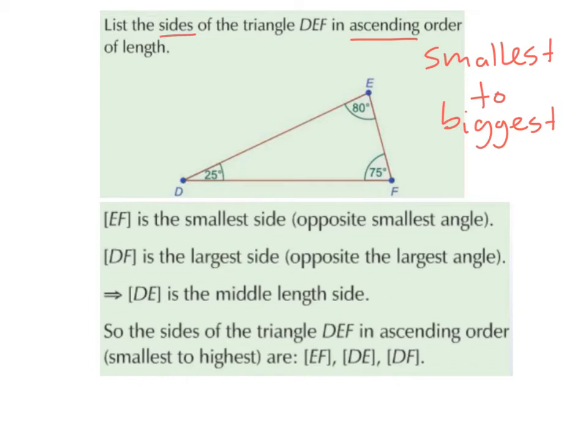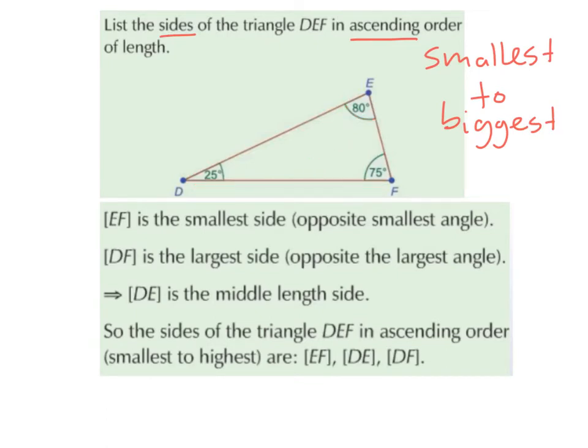Now we need to identify what is the biggest angle or the largest angle. And then that will tell us which is the largest side. So of 80, 75 and 25, 80 is going to be the largest angle. And 80 is looking across at side DF. So side DF must be the largest side. So DF is the largest side because it's opposite the largest angle. So side DF is going to be last in our list because that's going to be the biggest.